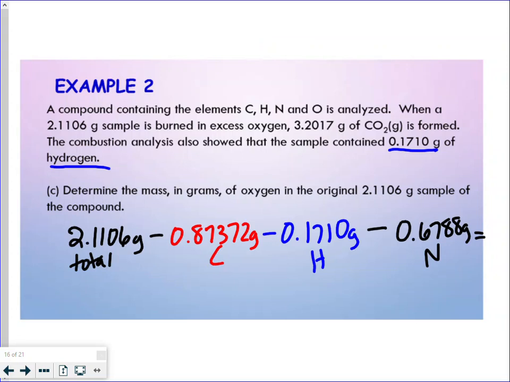So do that quick calculation. When we subtract, once again, don't forget about place value here. We're going out only 4 digits, so we have to round to the 10,000ths. And when you do so, this number ends up being 0.3871 grams, and that's going to be for your oxygen.